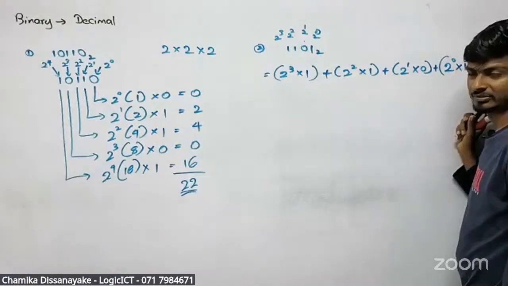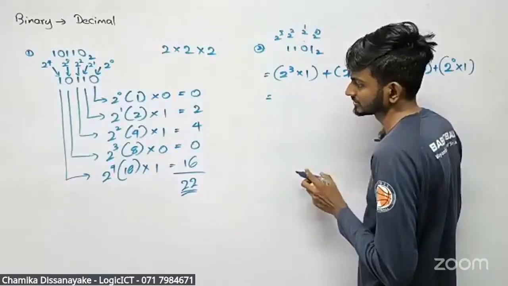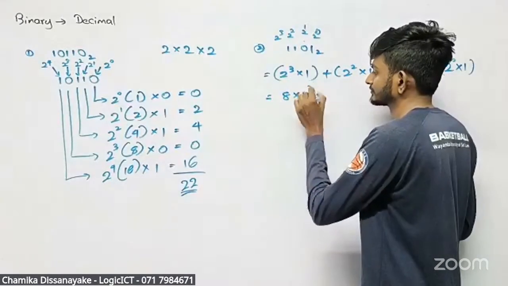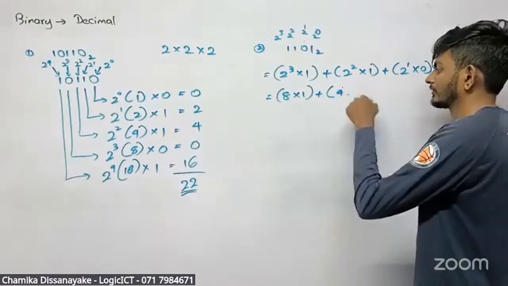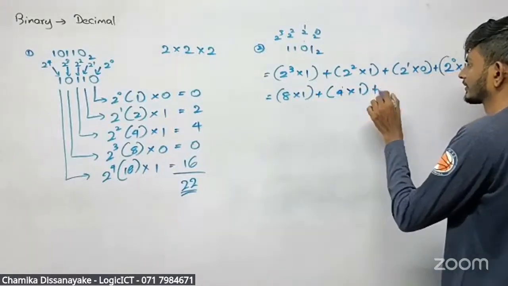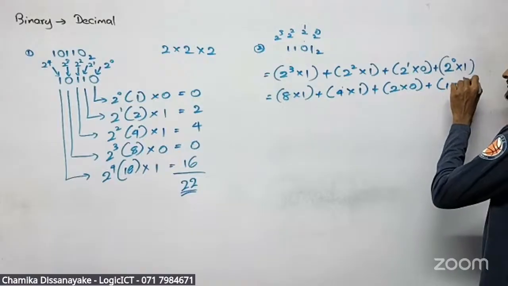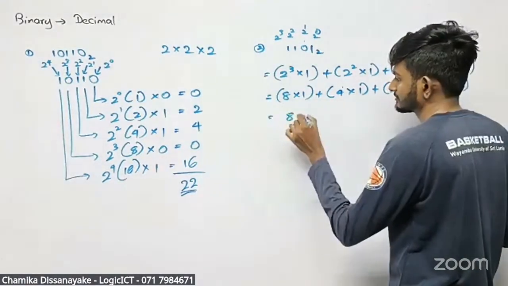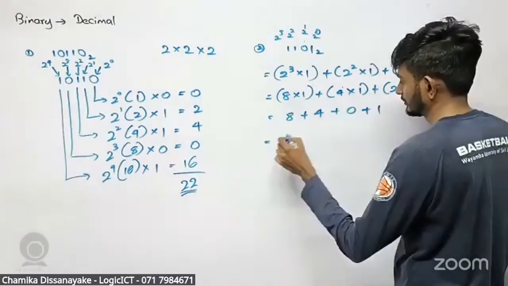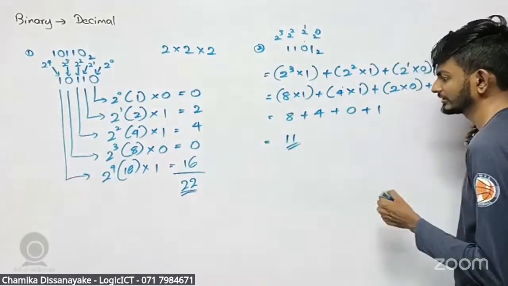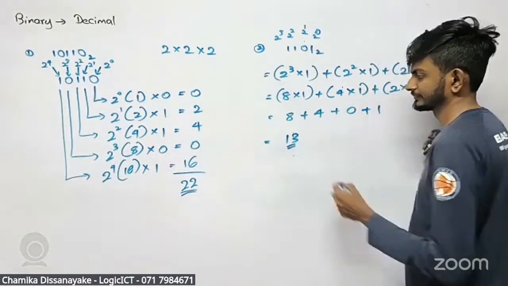Same method, you can see. Let's see the answer. 2 to the power 3 is 8, multiplied by 1, plus 4 multiplied by 1, plus 2 multiplied by 0, plus 1 multiplied by 1. 8 plus 4 plus 0 plus 1. Not 11, it's 13. 13 is the answer.